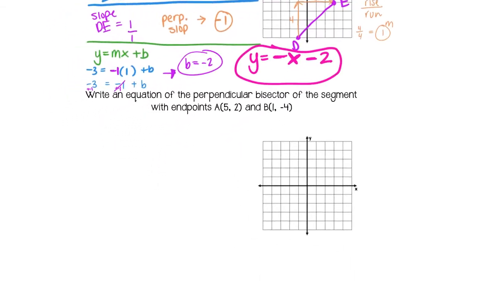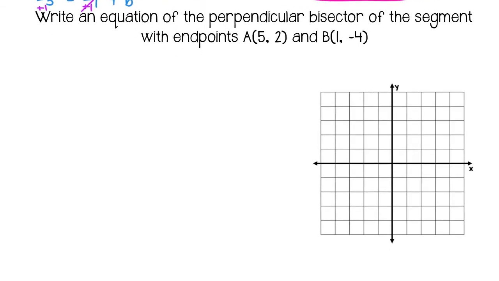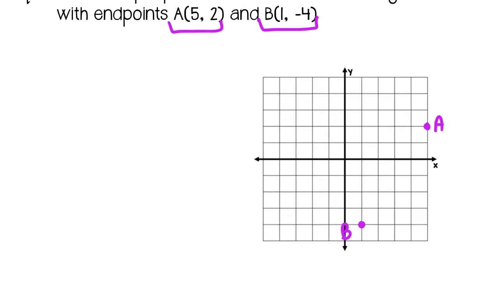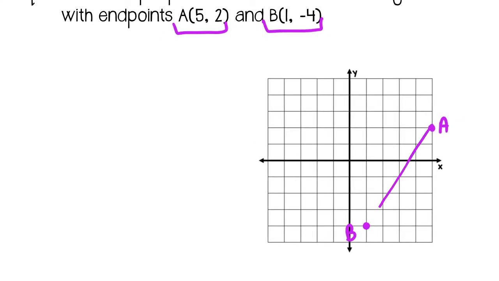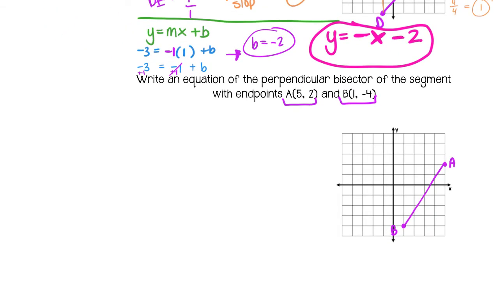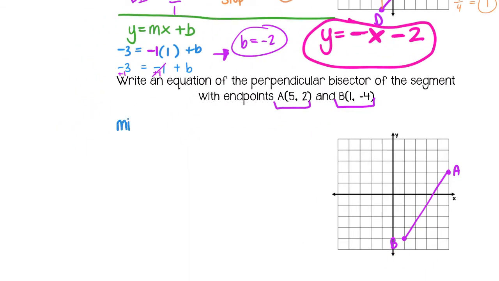All right, we have one more example, and I picked this one in particular. You'll see why in a second. I wanted to make sure we did one where we end up with a fraction. So you'll see what I'm talking about in just a second. Let's follow all the same steps. Let's graph the points first. So 5, 2, that would be A, and then positive 1, negative 4, and we will connect those dots. All right, we're going to find the middle, right? That's always what we do first. So find the midpoint.